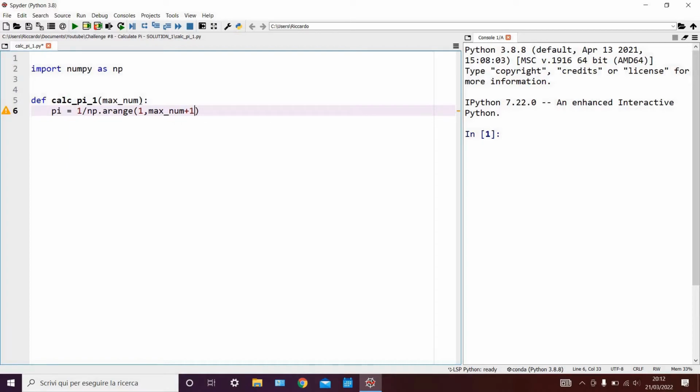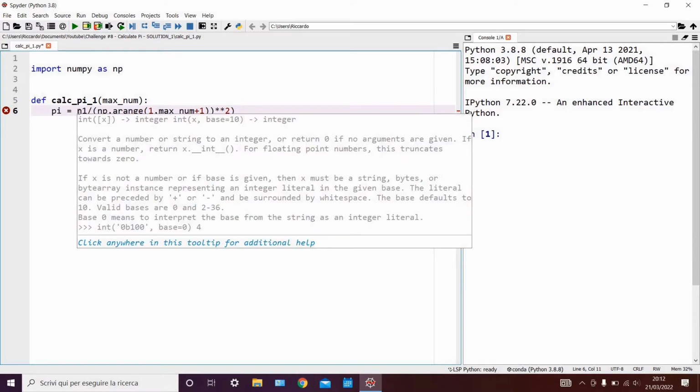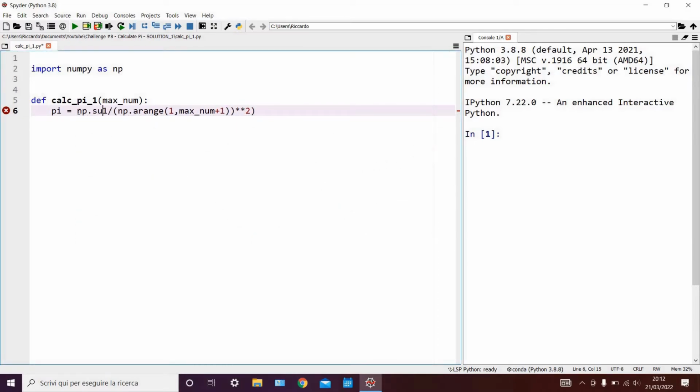The second step will be to square the denominator. So we can take the entire selection and square it. Then we will have to calculate the sum of all our fractions. So we can do this by saying numpy.sum.